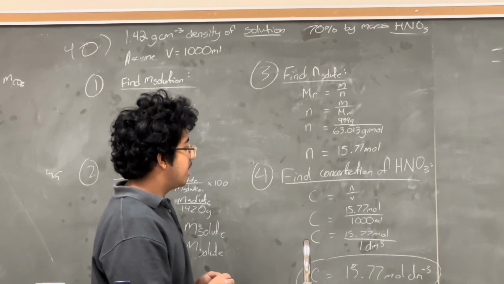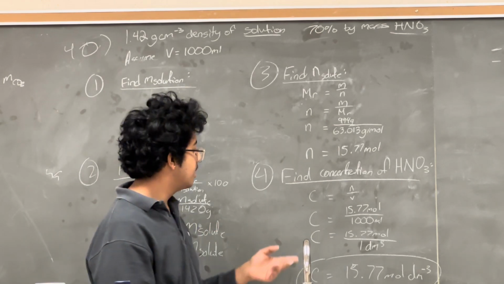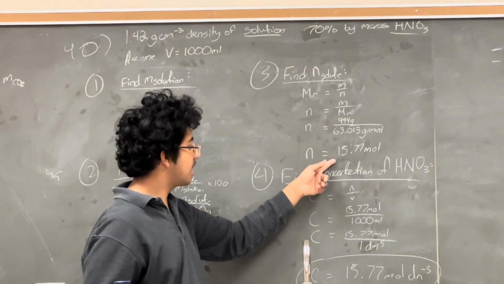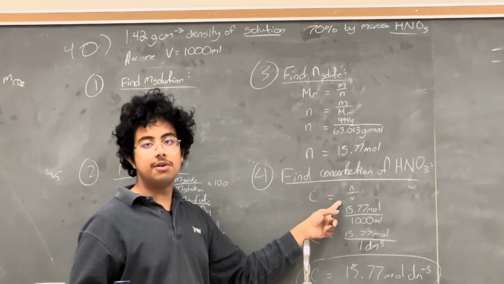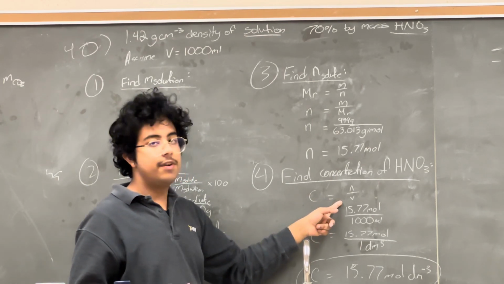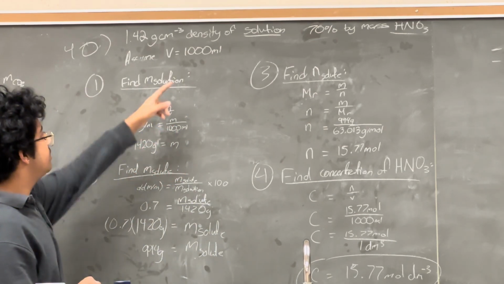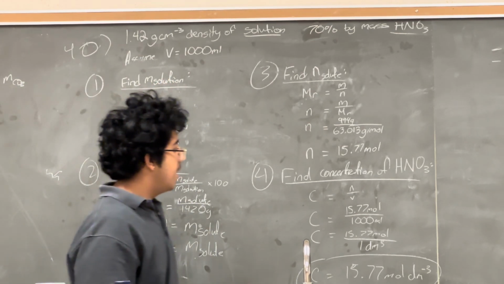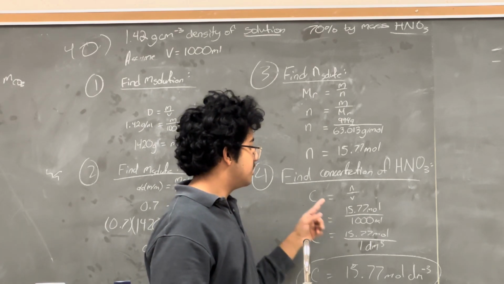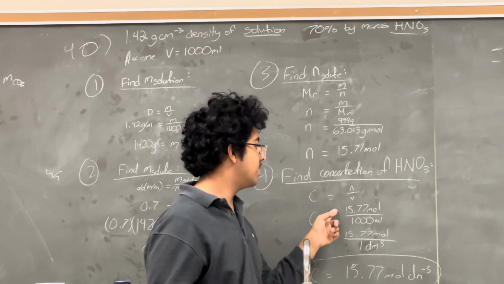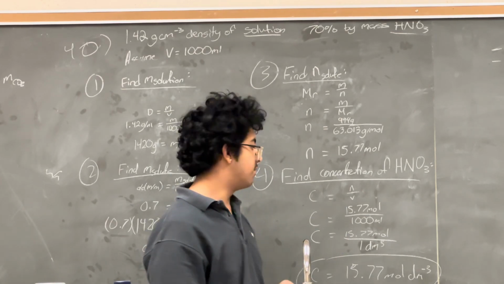Now that we know it, let's find the concentration. So C equals N over V. N is 15.77, which we just calculated. V is the volume of the total solution. And this is the one variable that we were assuming at the beginning of this question. So I assumed it to be 1,000 milliliters. So I said 15.77 moles over 1,000 milliliters, which is the same thing as 1 liter. So 15.77 moles over 1 liter.